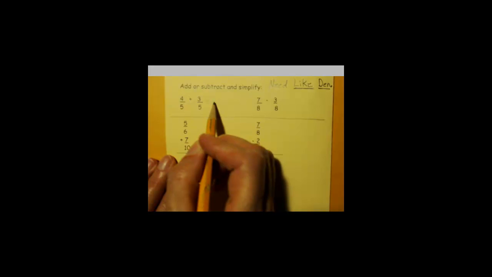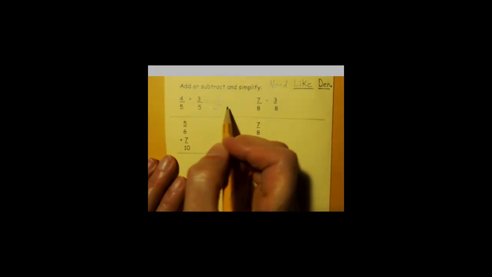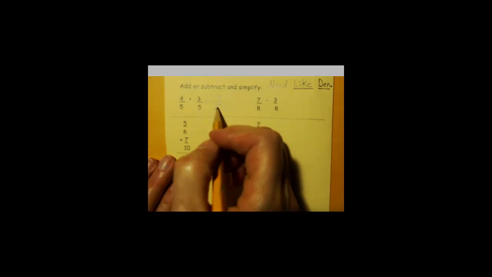So at the end of this problem, we need to simplify what we have here. 5 goes into 7 one time with 2/5 left over.